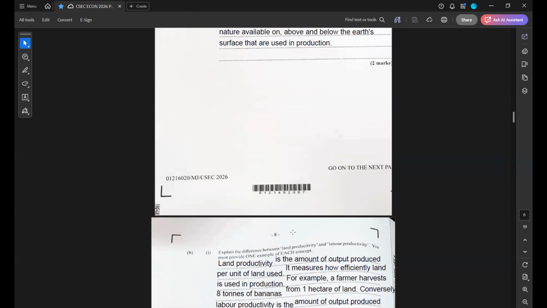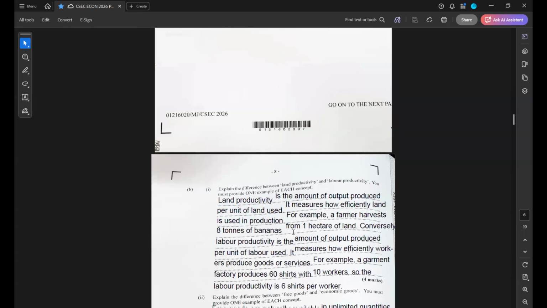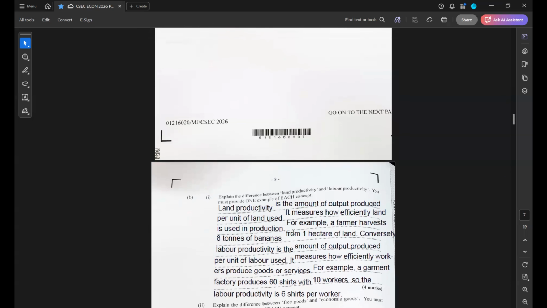Part BI, explain the difference between land productivity and labor productivity. You must provide one example of each concept. So we have here that land productivity is the amount of output produced per unit of land used. It measures how efficiently land is used in production. For example, a farmer harvests 8 tons of banana from 1 hectare of land.